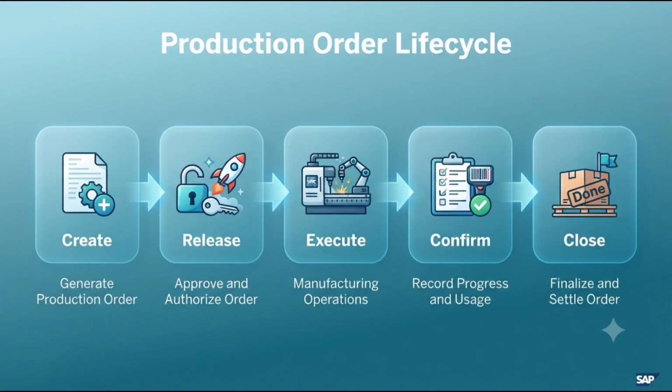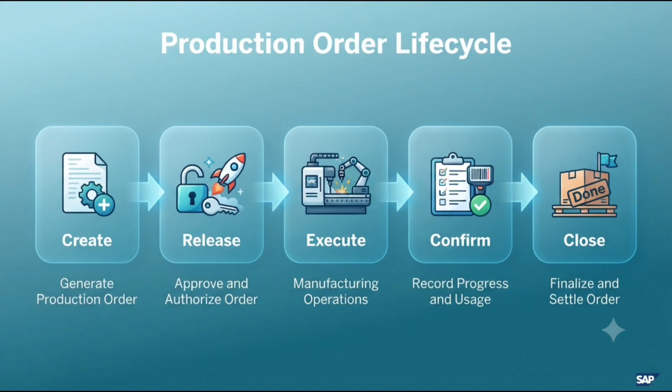A production order is the central document that controls manufacturing in SAP PP. The life cycle begins when a planned order is converted into a production order. Next, the order is released so that materials can be issued and work can start. During execution, operators confirm the operations as they are completed.